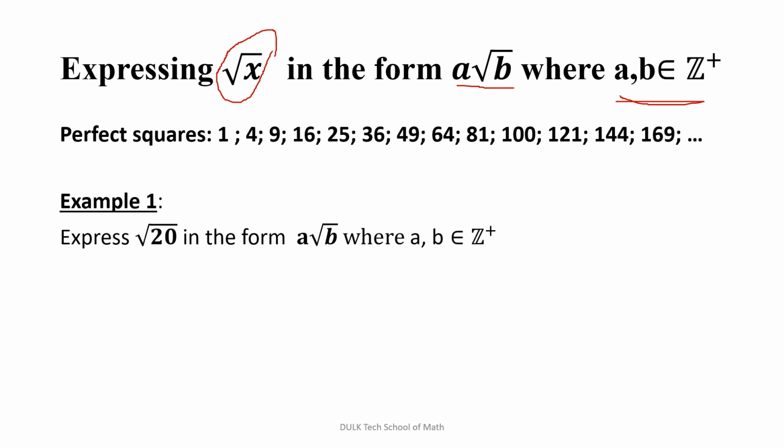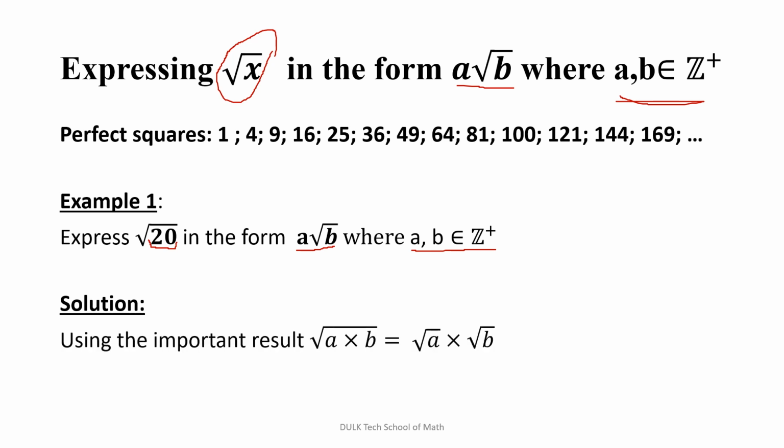Right, let's work out this first example. Express the square root of 20 in the form a root b, where both a and b are positive integers. We are going to apply the concepts that we learned in our previous lesson to simplify this. The first thing is to find the highest perfect square which is a factor of 20. Looking at these perfect squares, the highest factor of 20 in this list is 4.